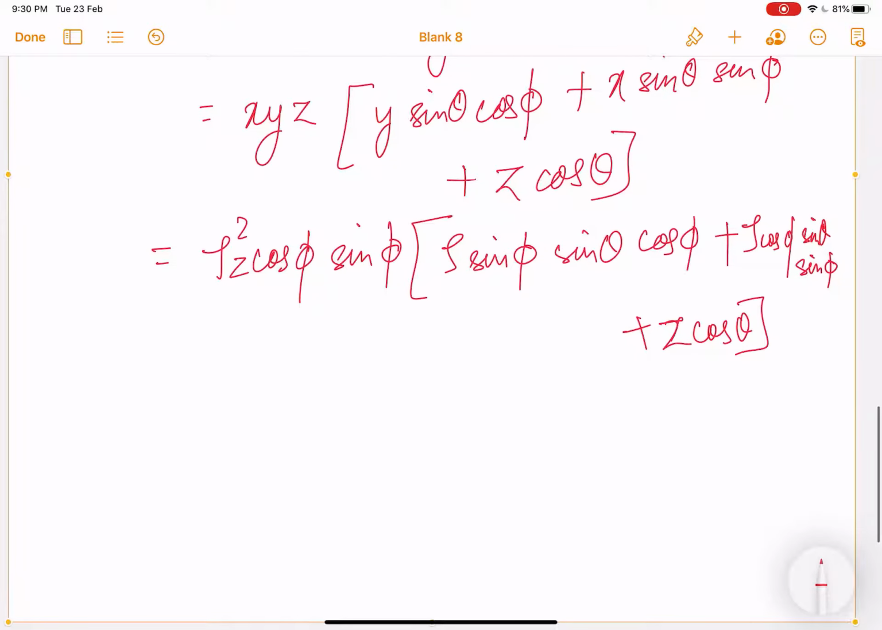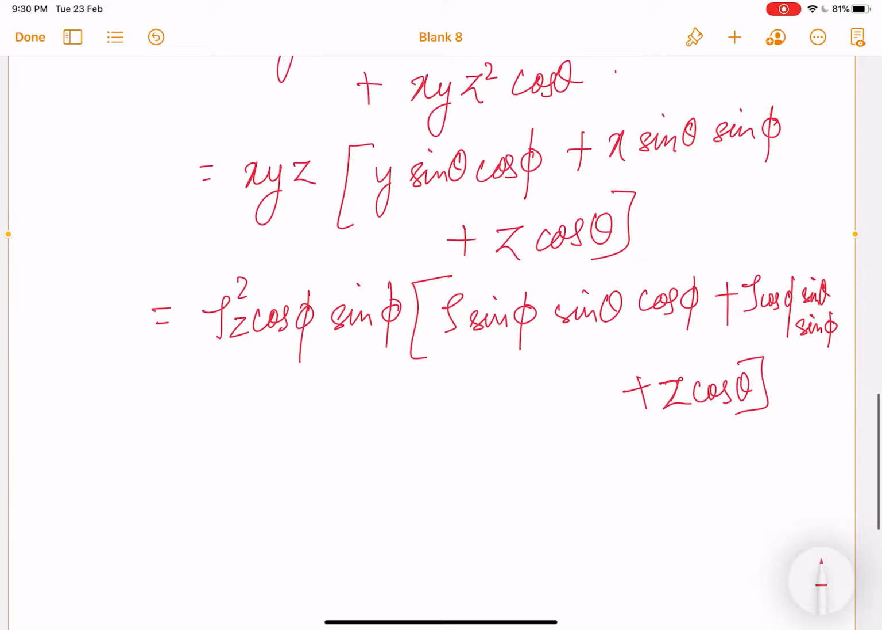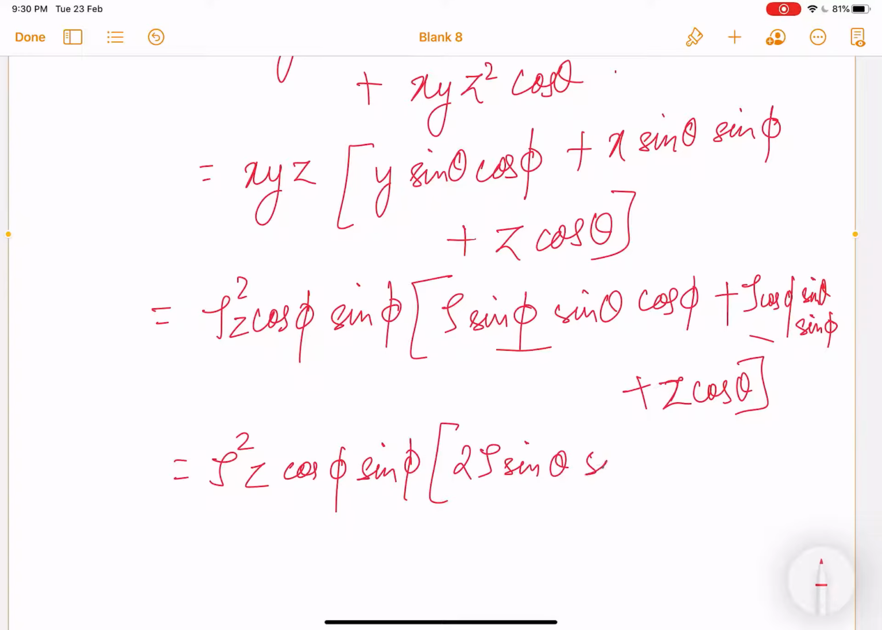Okay, these spherical coordinates are really lengthy. Anyways, is there anything common over here? These two are the same terms, I guess. This is rho sine theta. These two are the same, so I can add them up: cos phi sine phi. This is 2 rho sine theta sine phi cos phi plus z cos theta.